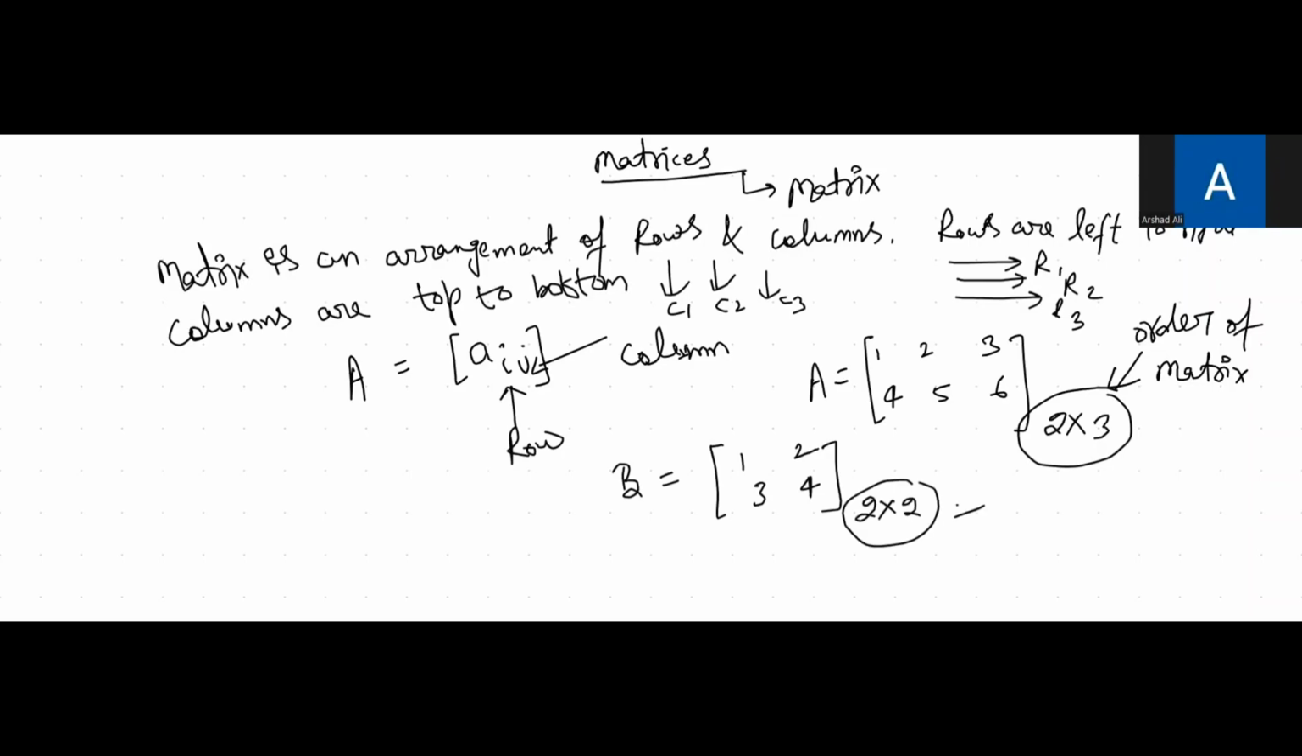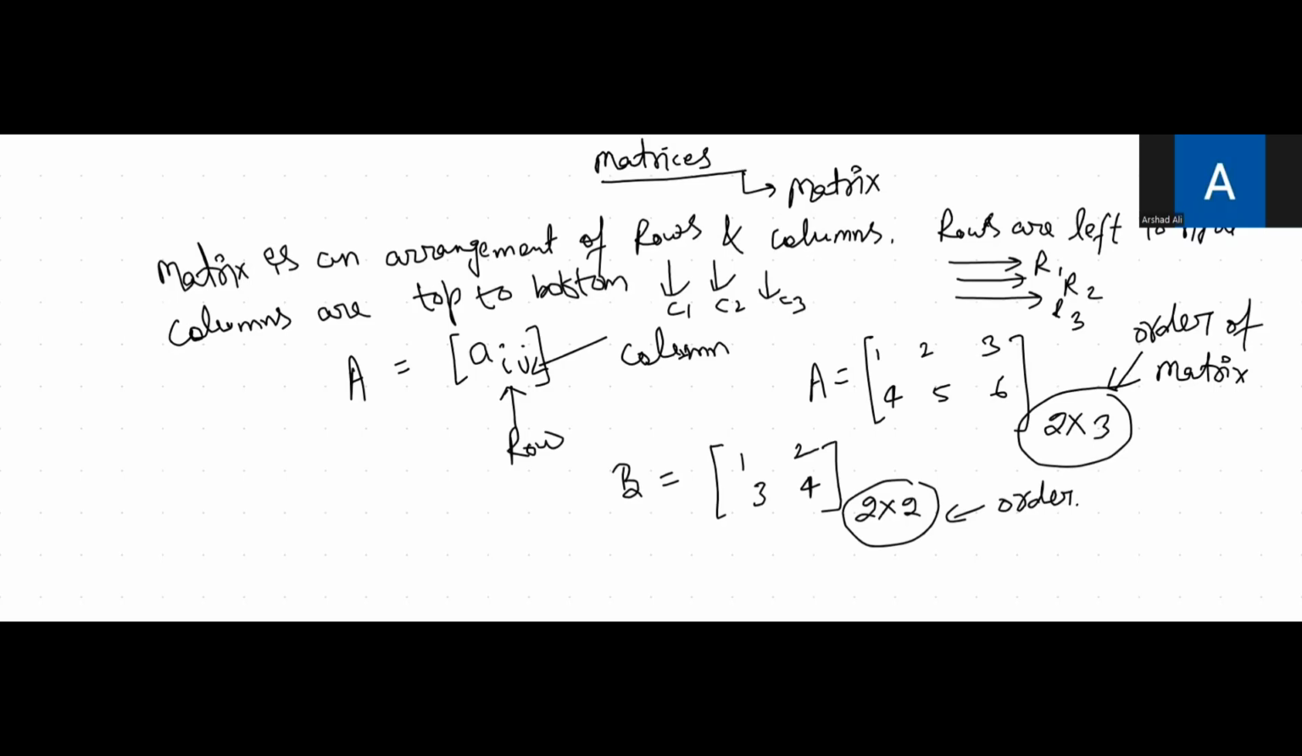So till now we have discussed what a matrix is. A matrix is an arrangement of rows and columns. Rows are left to right and columns are top to bottom, or upward to downward. Next we discussed the order of the matrix: the number of rows and number of columns is called the order of the matrix.